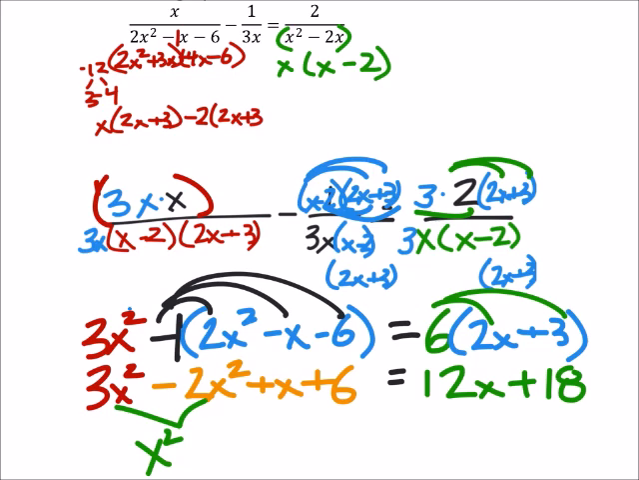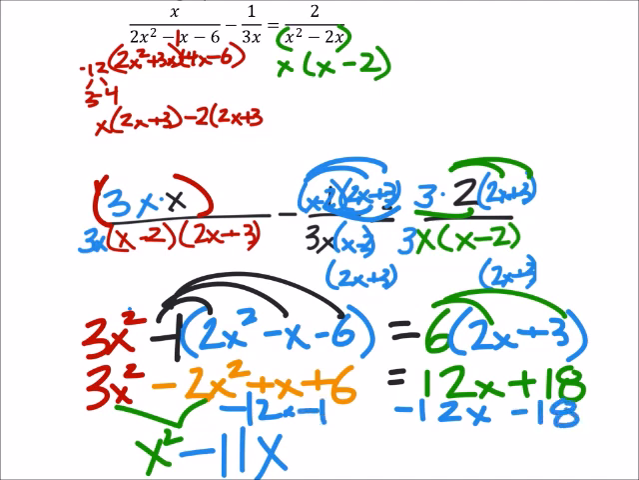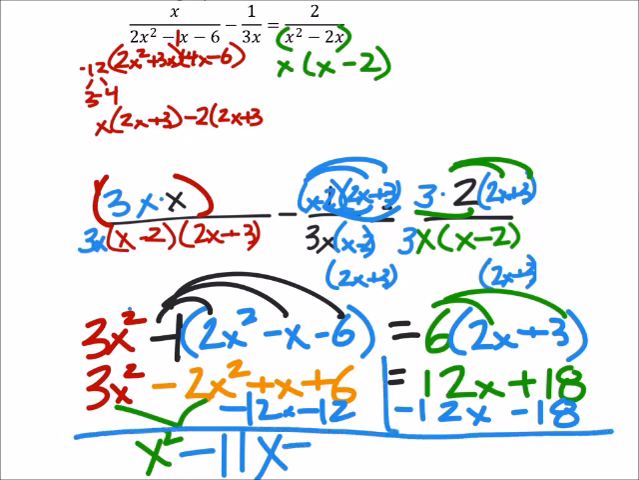And from here, we can subtract 12x from both sides. And that would give us negative 11x. And then we're going to subtract 18 from both sides as well. That gives us a negative 12 there. And this would equal 0 now.